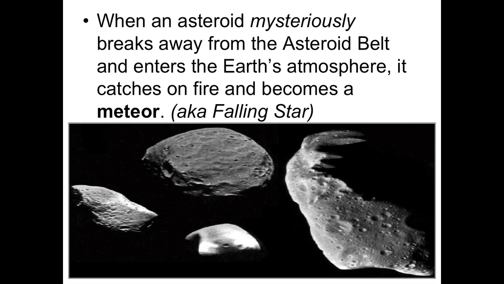Now here you got this huge boulder of rock and iron. It's so much heat that it actually sets it ablaze. So it looks like a falling star, but we now know it's not a star at all. It's just a big old rock that's on fire because it entered not our solar system, but our atmosphere. An asteroid mysteriously breaks away from the asteroid belt and enters the Earth's atmosphere. It catches on fire and becomes a meteor, also known as a falling star.